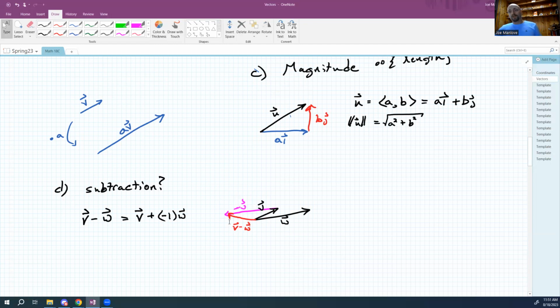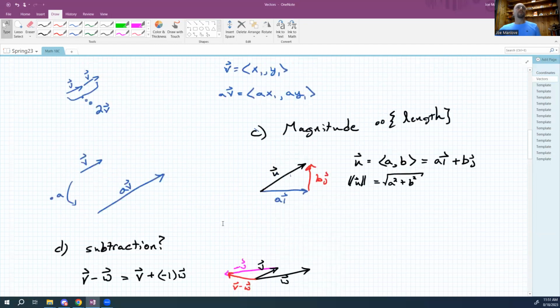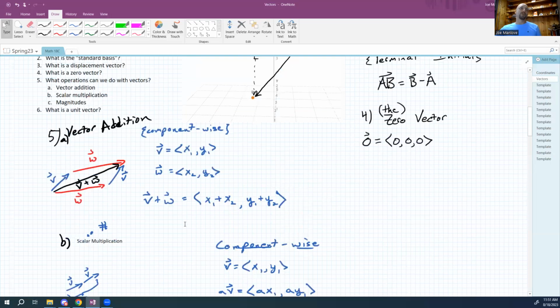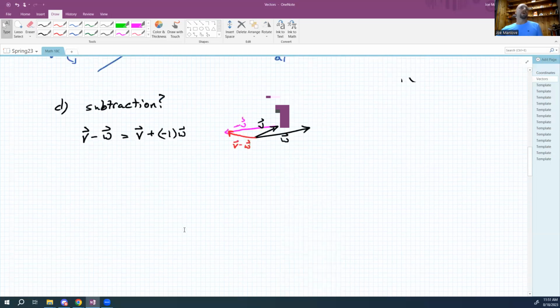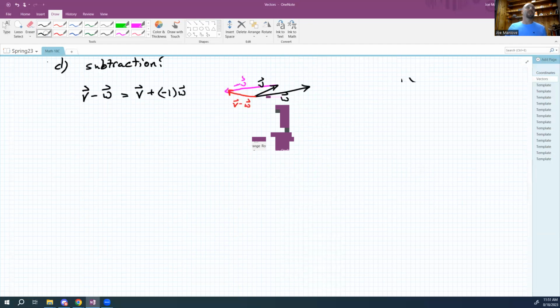So that's what there is for operations. You might notice that if you multiply by the zero scalar, you're going to get the zero vector. And our last item is going to be, what's a unit vector?